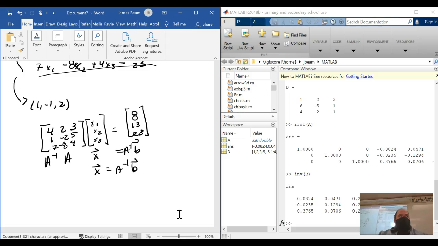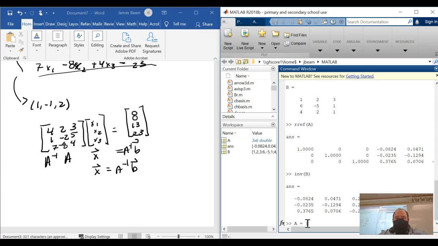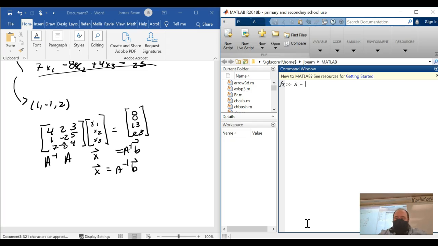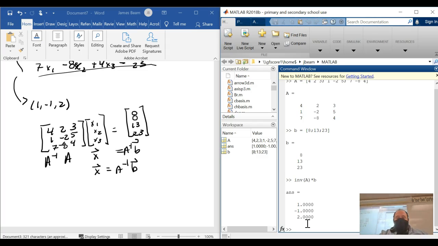Okay? With me? So let's play this out in MATLAB. Let's clear this all out. We're going to put A in there as 4, 2, 3, 1, negative 2, 5, 7, negative 8, 4. And then we're going to put B in there as 8, 13, 23 as a column, right? So if I take the inverse of A times B, I get back the 1, negative 1, 2 that I expect is the answer.